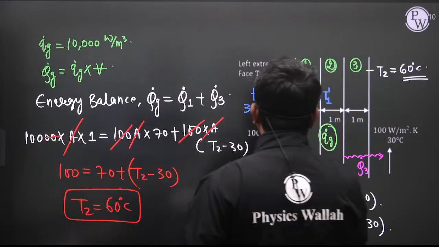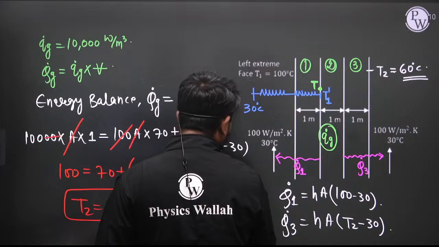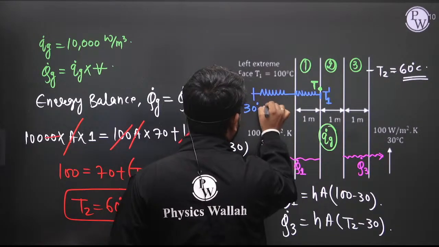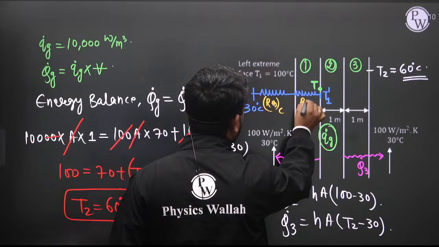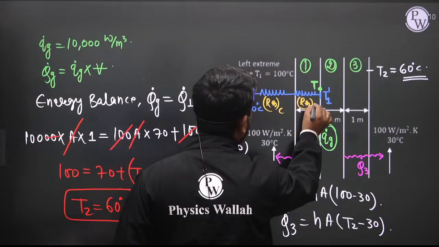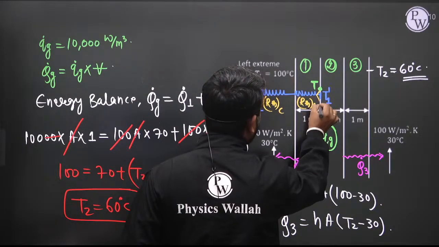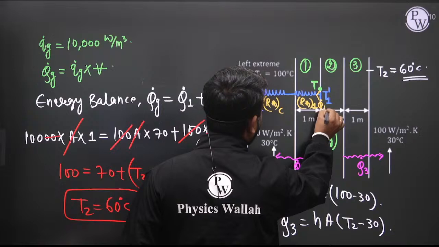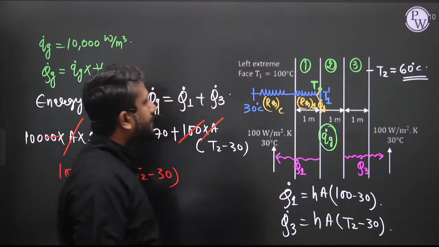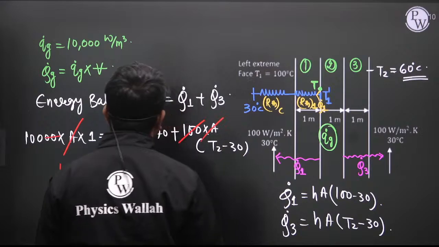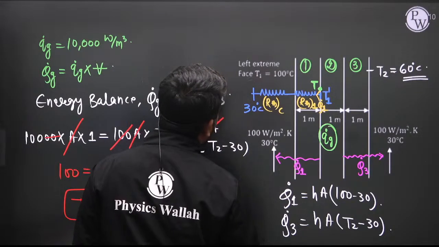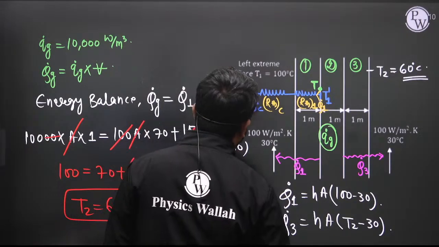Right, this is the convection resistance and this is the conduction resistance of wall 1. And this is nothing but the Q dot 1. Now Q dot 1, or simply you can write that is T1 dash minus 30.